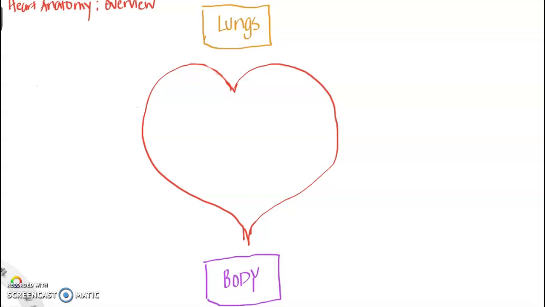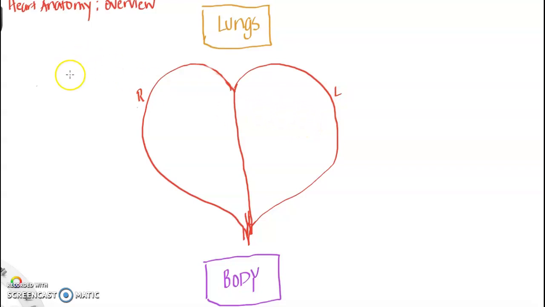So chapter 19 is the heart. So let's do a quick heart anatomy overview. The heart is a muscle, and it's basically two muscles that come together and work side by side. They sort of intertwine to make two sides of the heart. So we have a right side of the heart and a left side of the heart.